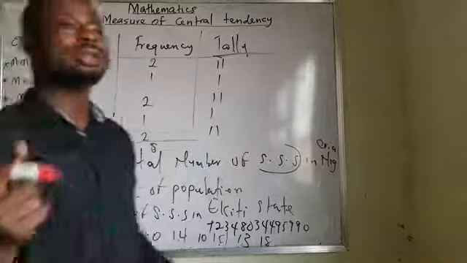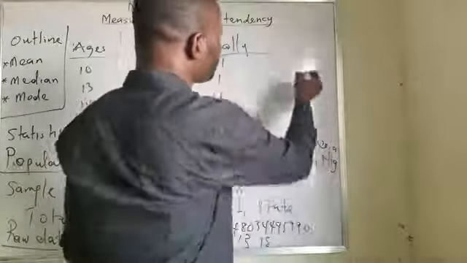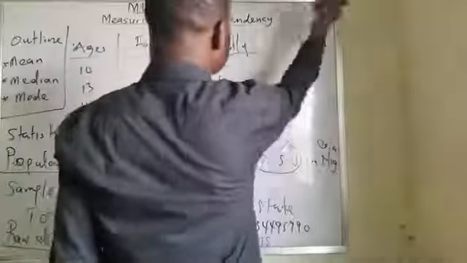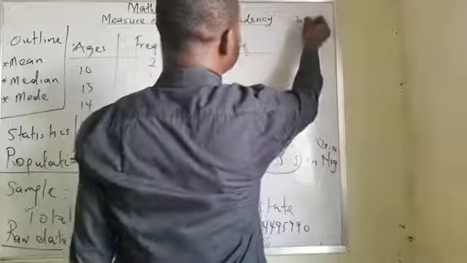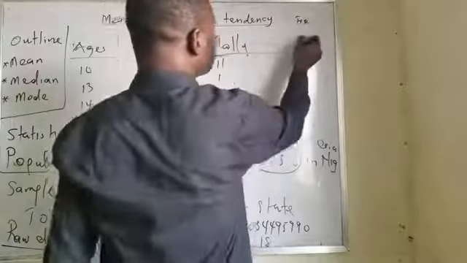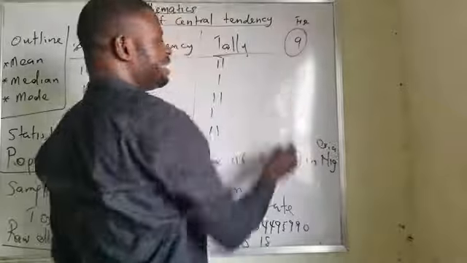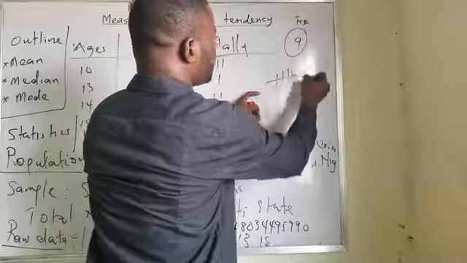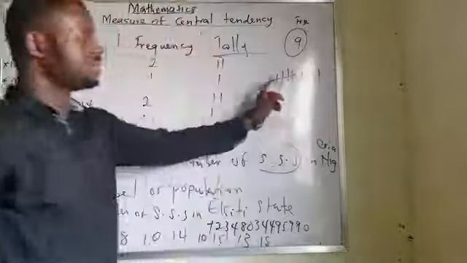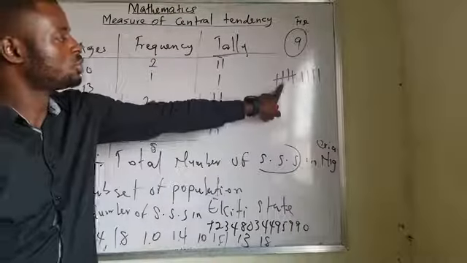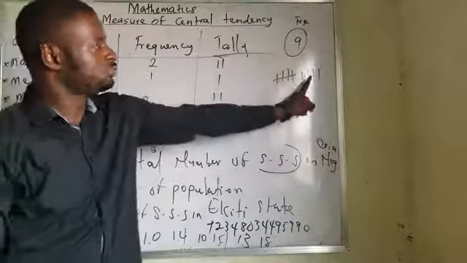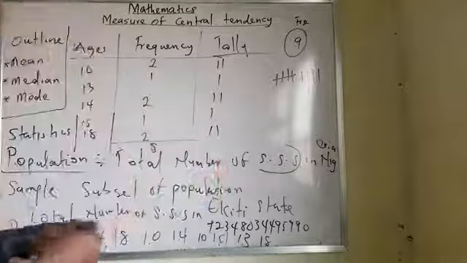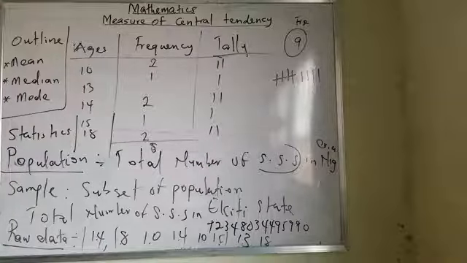Now, how do I draw tally? If you have, let's assume, one of your frequencies is 10 or 9, and I want to make 9 in tally, what I will just do is 1, 2, 3, 4, 5, 6, 7, 8, 9. Can you see? This becomes what? 1, 2, 3, 4 pound, and so on and so forth. I think with this, you are good to go.